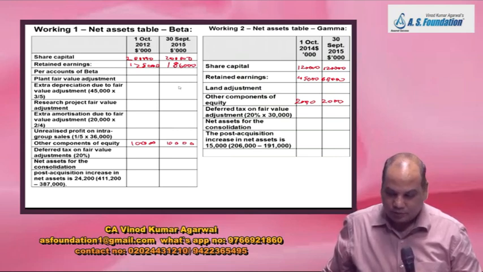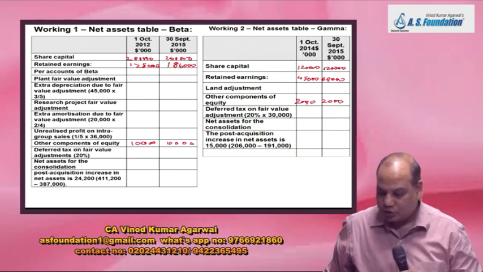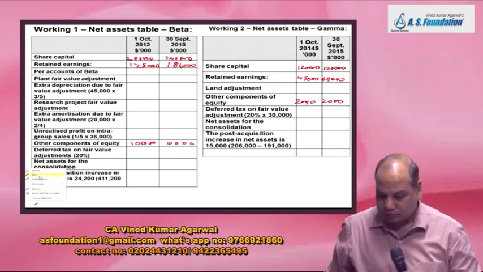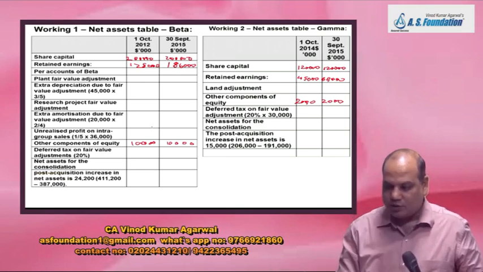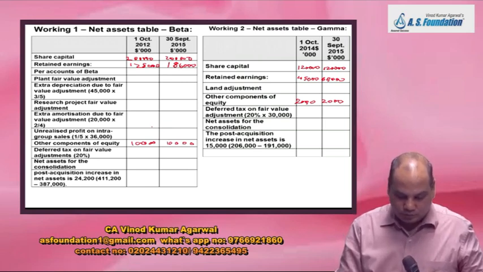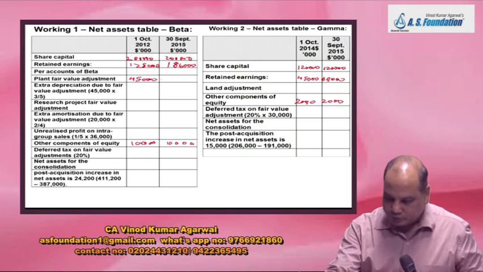Plant and equipment having a carrying amount of 295 million had an estimated value of 340 million. The life of the plant is 5 years. None of this plant and equipment had been disposed. So on the screen, working note 1. Plant fair value adjustment, how much will I write? Left side, working note 1. 340 minus 295. So 45,000.